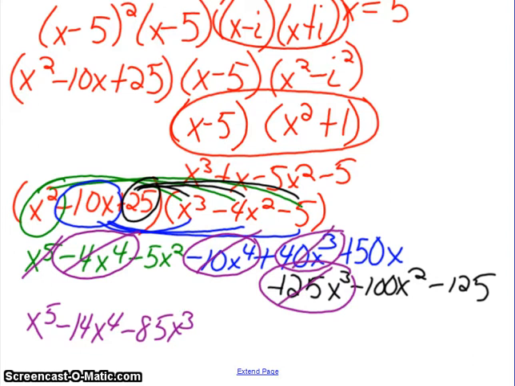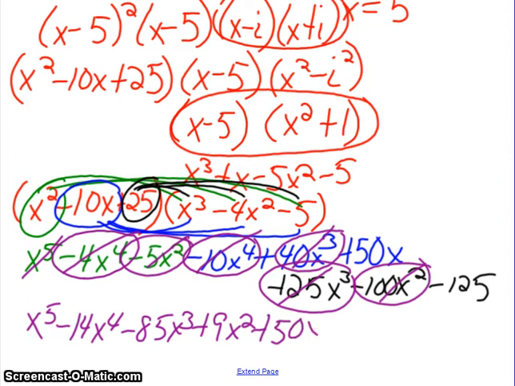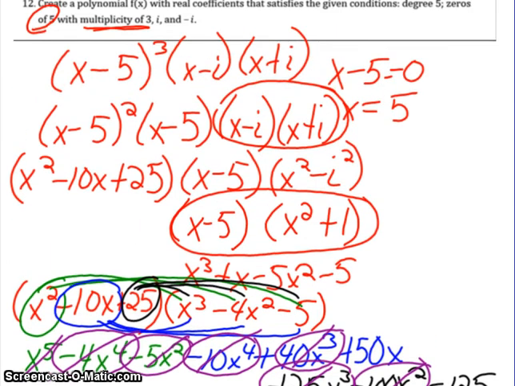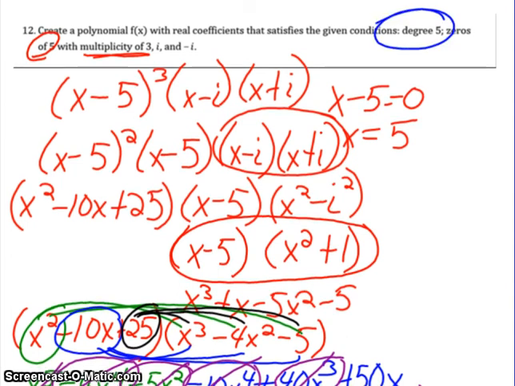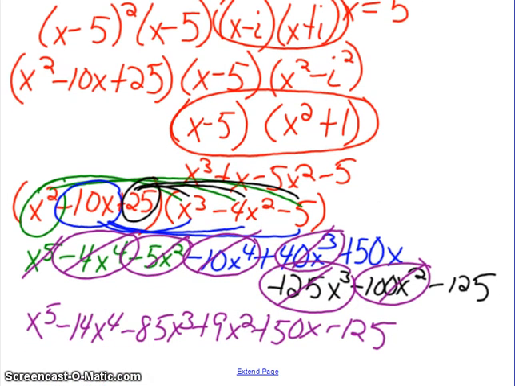Now my x squared terms, I've got negative 5x squared and positive 100x squared. That's 95x squared. And then I've got plus 50x minus 125. All right, now, they told me in the beginning of the problem that this was a polynomial of degree 5. So make sure when you're finished, you've got a polynomial of degree 5. Okay, that's it.